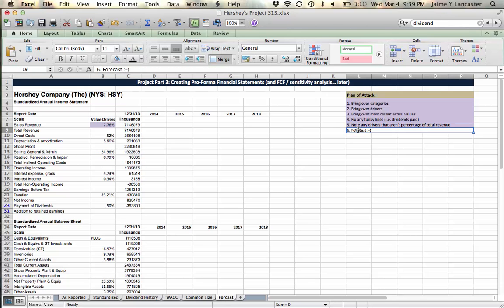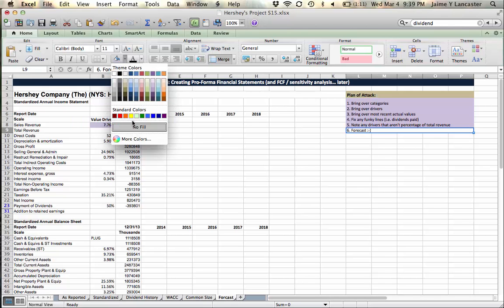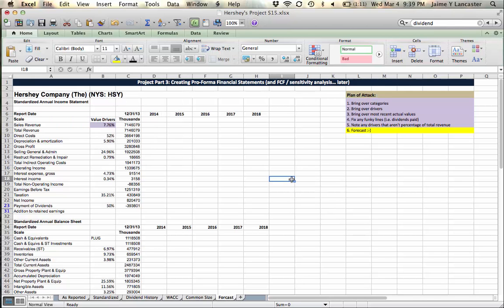And then here's our favorite part, the actual forecast. Remember the golden rules, the holy grail of forecasting. There's a few of them. The first one is to always use an absolute reference whenever you reference a value driver. And another is to not panic about referencing empty cells. All right, are you ready?